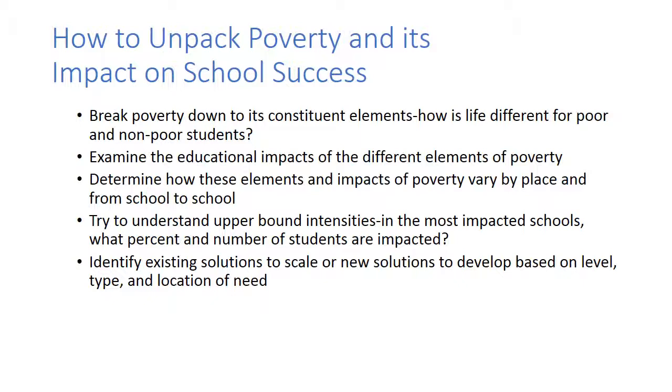And to do that, we're going to try to really understand the upper bound intensities in the most impacted schools. For example, we're about to hear our first colloquium on food insecurity. In the most impacted school, what is the highest percent of students that are food insecure? Is this 10%? Is this 20%? Is this 50%? Are there schools where 75% of students are food insecure? And then, on a more general sense of that's the upper bound, what is the range? What is the range we might find for what percent of students in different schools at different levels of poverty, or different locales with the same levels of poverty, might face?